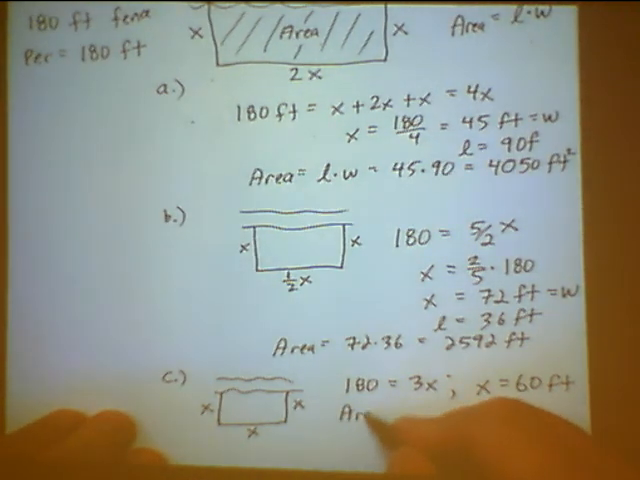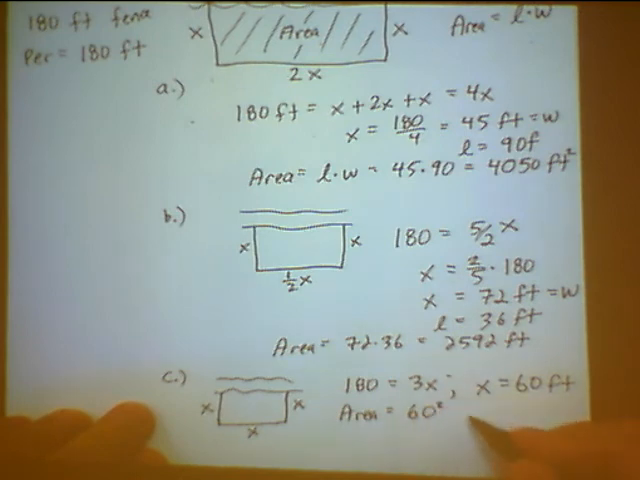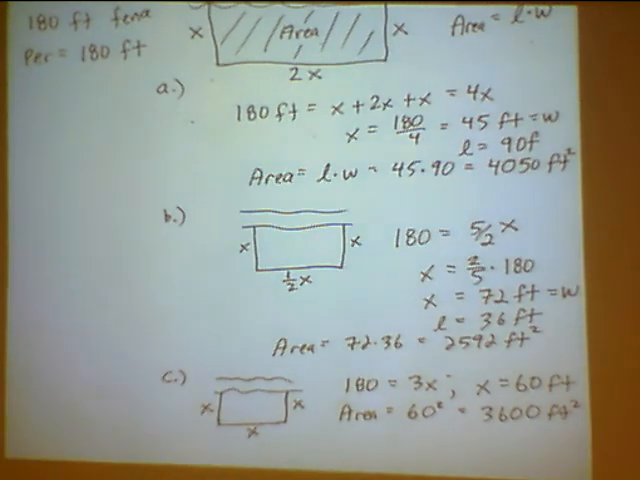So the area is just 60 squared, which is 3,600 square feet. And up here, square feet also. All right, so that's a little bit of a story problem involving some geometry.